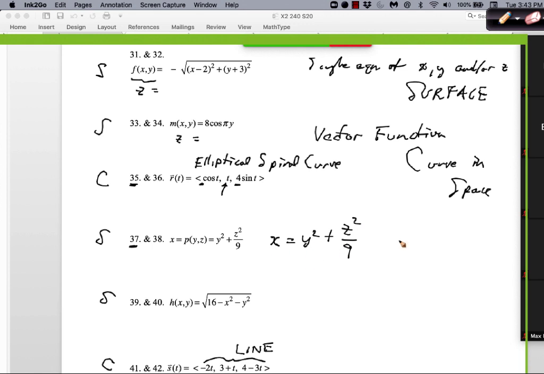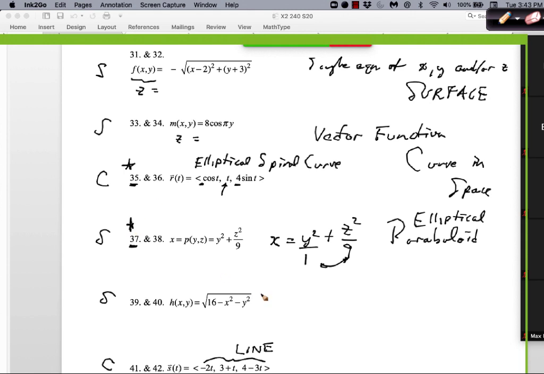What kind of surface is that? x equals y squared plus z squared over 9. That's a paraboloid. And is it circular or elliptical? Elliptical, because we have different denominators. So for 37, we have an elliptical paraboloid opening up in the positive x direction. And then for 35, we have an elliptical spiral spiraling down the y-axis as an ellipse. So those were the last two core questions.